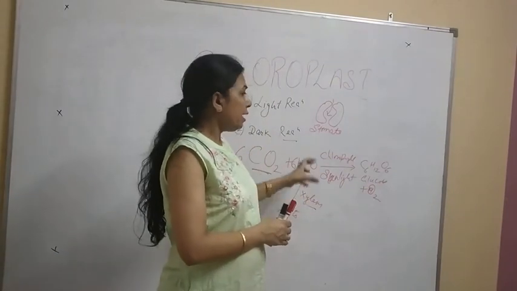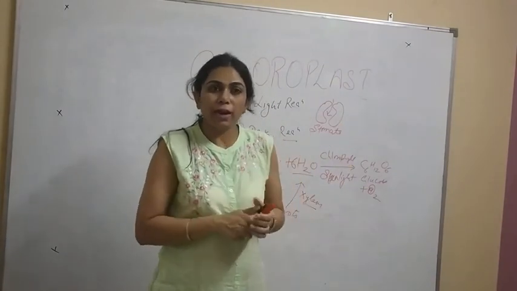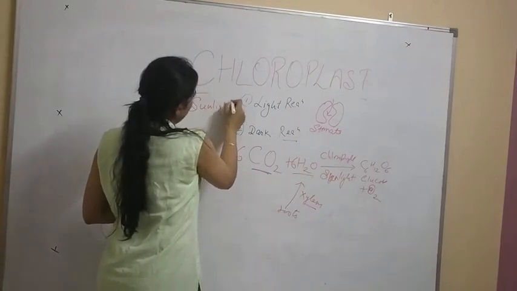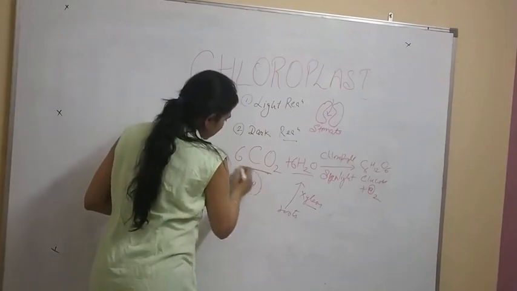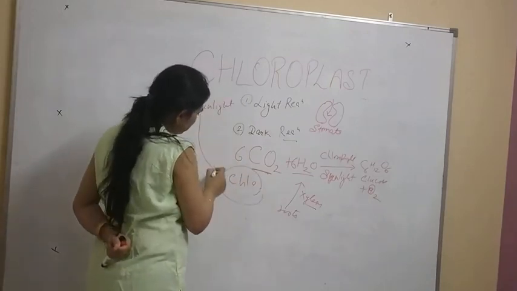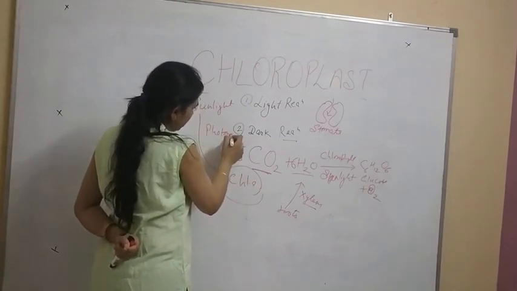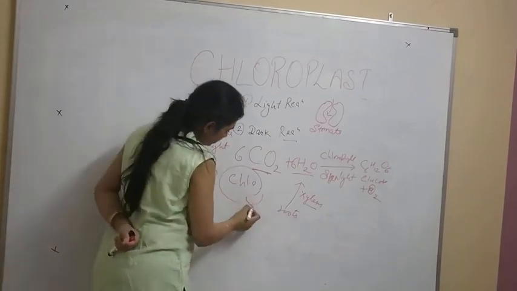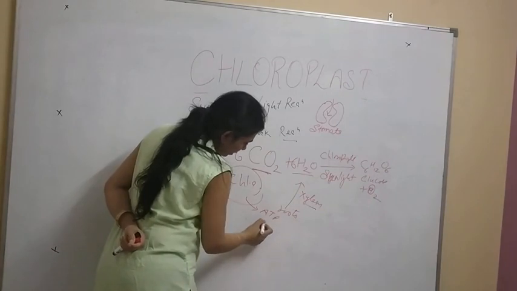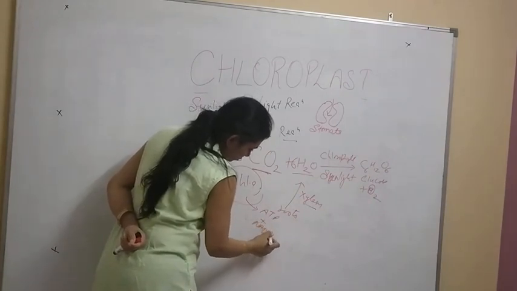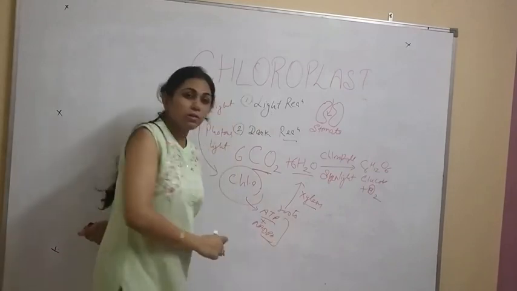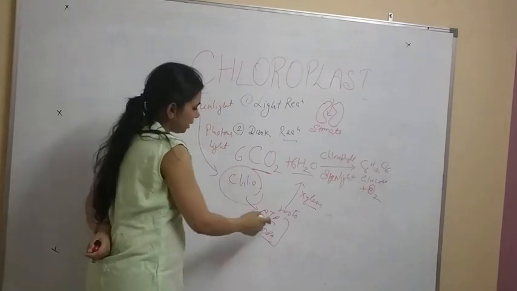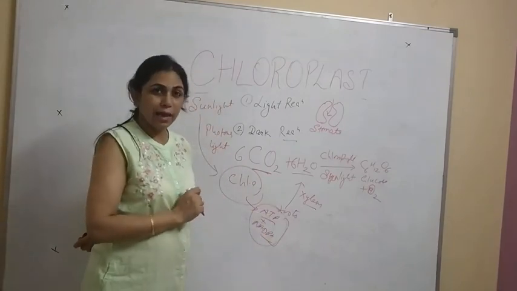This chlorophyll A captures the photon of light, that is, the sunlight. The chlorophyll A in the reaction center captures photons of light, and stores that energy in the form of ATP and NADPH. So this is the energy which chlorophyll A captures from the sunlight and stores in the form of ATP and NADPH.